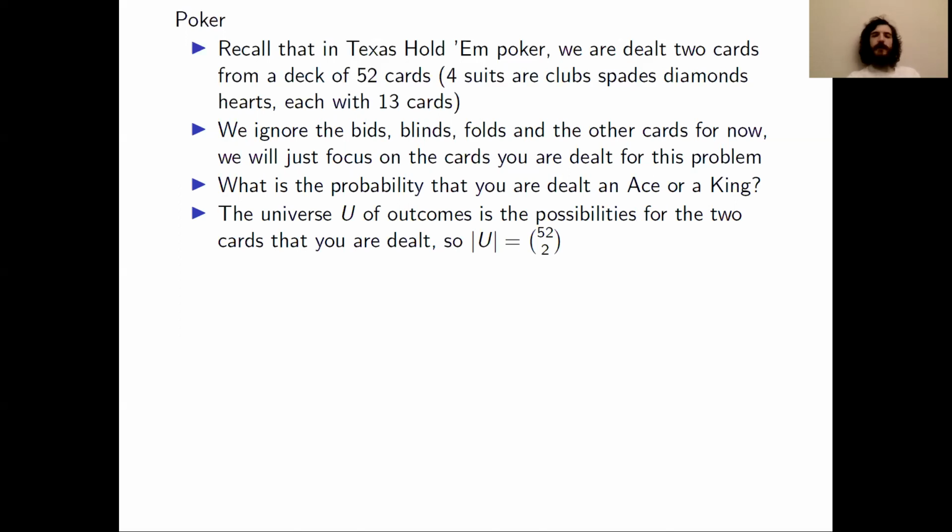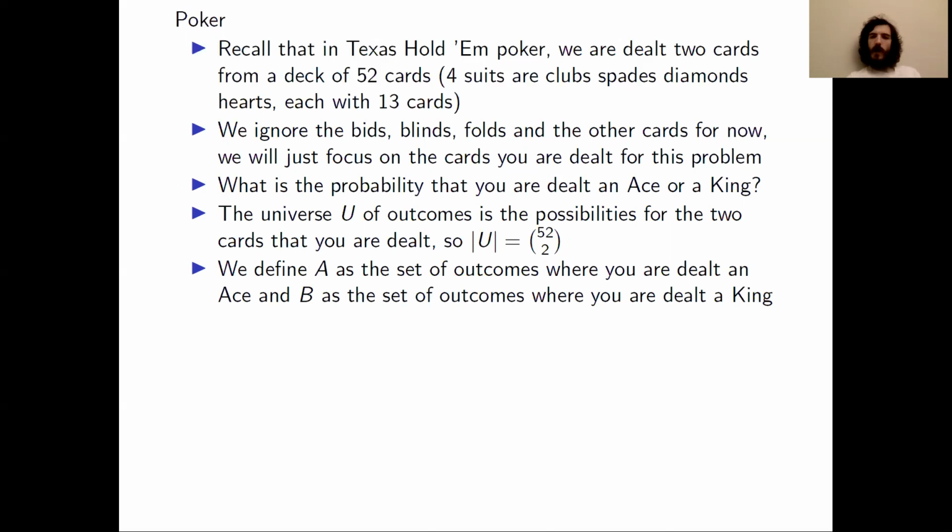So we'll define the universe of outcomes to be the possibilities for the cards that you're dealt. So we're dealt 2 cards. There's 52 cards total. So the universe of outcomes has cardinality equal to 52 choose 2. We'll define A as the set of these outcomes where we're dealt an ace. And we'll define B as the set of outcomes where we are dealt a king.